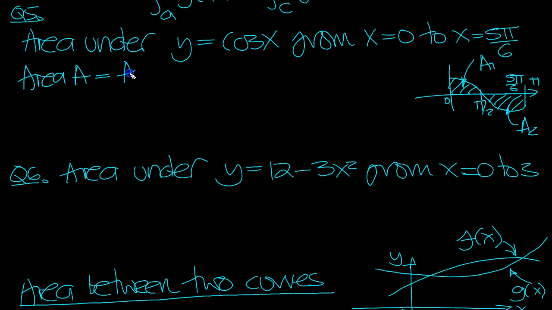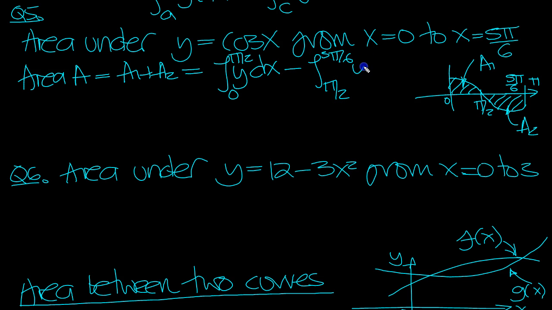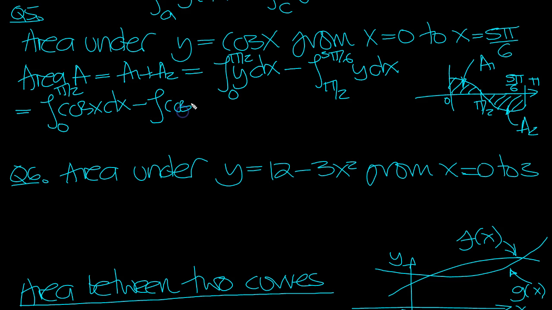So we could write A1 plus A2, which is equal to, the first area is the integral of y dx between 0 and pi over 2. The second is negative, so we need a minus to take account of that so that we can flip it to positive. From pi over 2 to 5 pi over 6 of y dx. So that's equal to the integral of cos between 0 and pi over 2, minus the integral of cos between pi over 2 and 5 pi over 6.